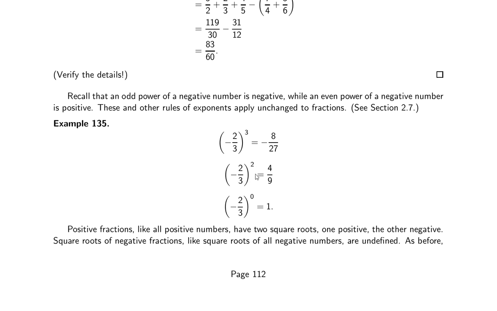Here we just have the second power, so an even power of a negative number is positive. 2 times 2 is 4, 3 times 3 is 9. And then an easy one, so any number to the power 0 is always 1. Except, of course, the exception, 0 to the power 0 is undefined, but anything else to the power 0 is 1.